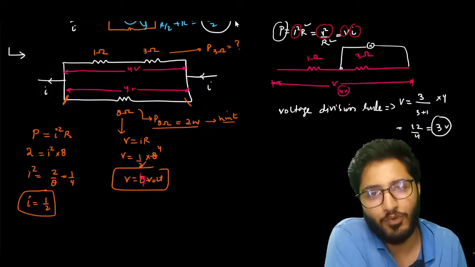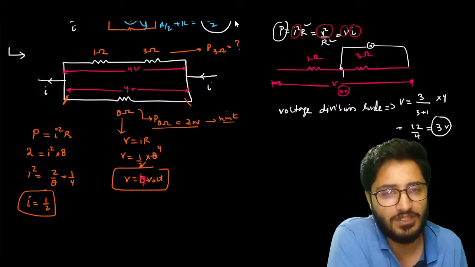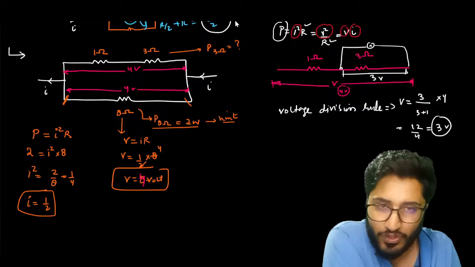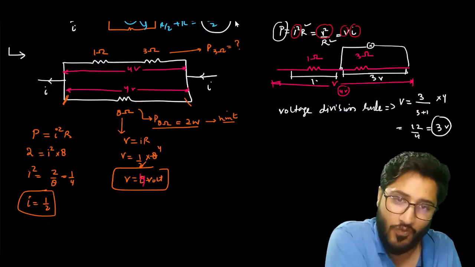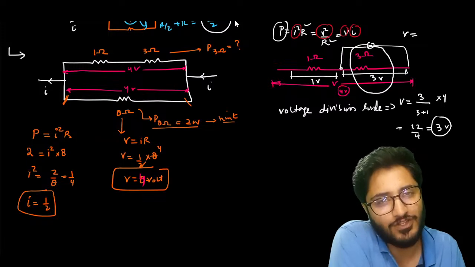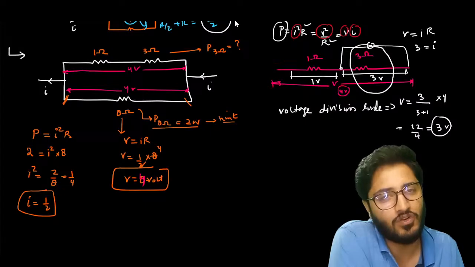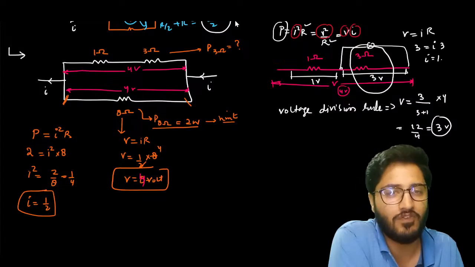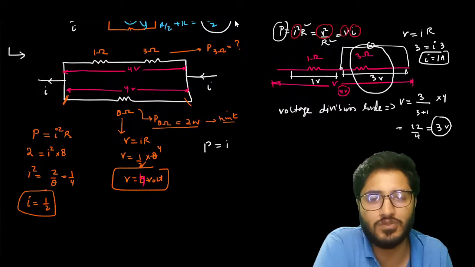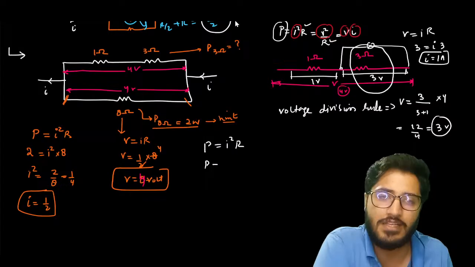That means the potential across these is how much? 3 volt. And the potential across this one is how much? 1 volt. Now, look, I will use V equals IR. V is 3, R is 3, so I came out to be 1 ampere. So I can use any formula now, sir. How? P equals I square into R. I is 1, so 1 square into R, which is 3. So P came out to be 3.